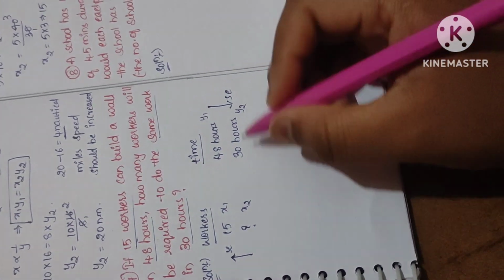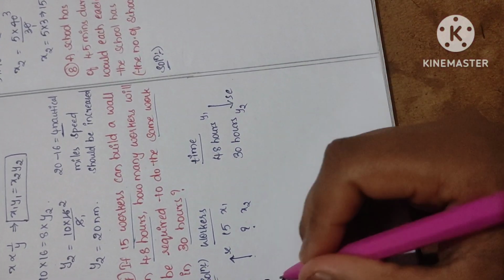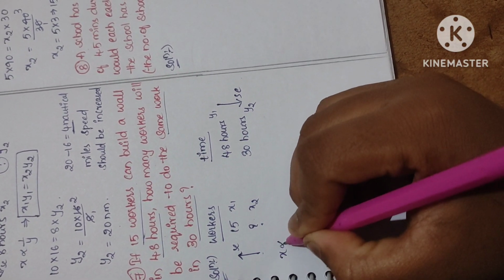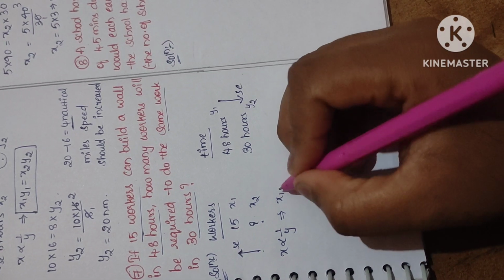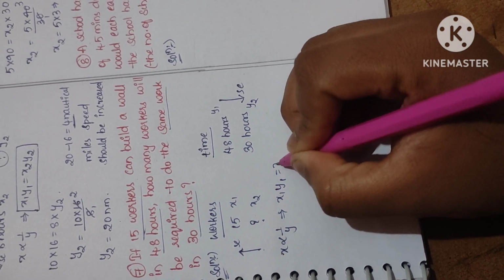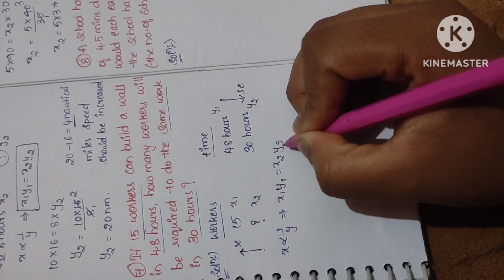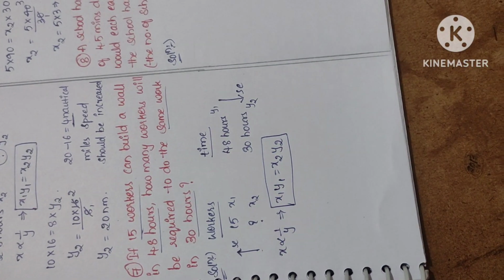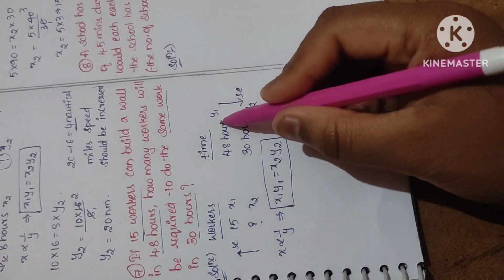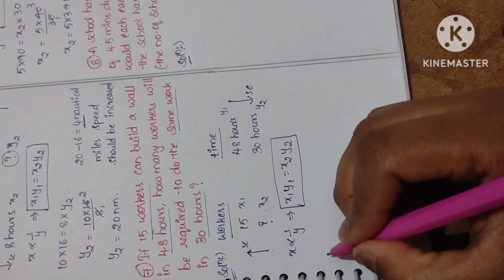So let's take workers as x terms, time as y term. So 15 is x1, x2 we have to find out. y1 is 48 hours, y2 is 30 hours. If you see, one quantity decreases, another quantity increases. So it is in inverse proportion. So we can mention x is inversely proportional to y. What is the formula for inverse proportion? x1 y1 equal to x2 y2.